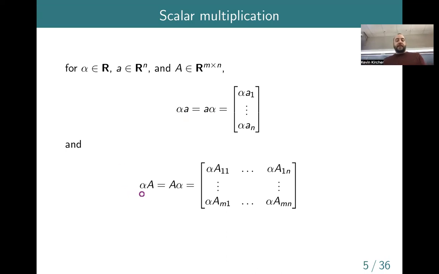And then for a matrix and a scalar, again, it's the same thing. We commute. And the definition is the same as for vectors. We just take the scalar alpha and multiply it by each of the entries in the matrix A.